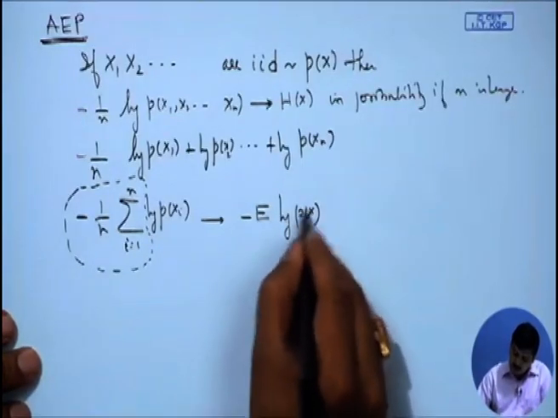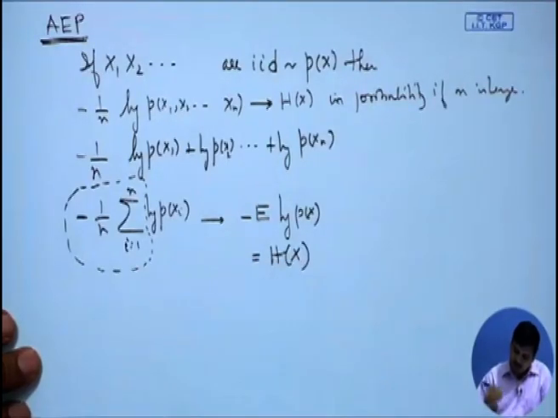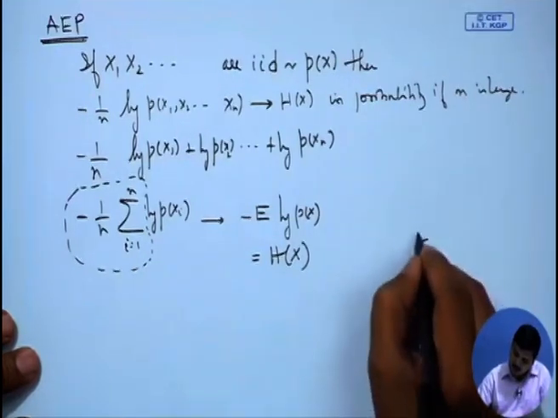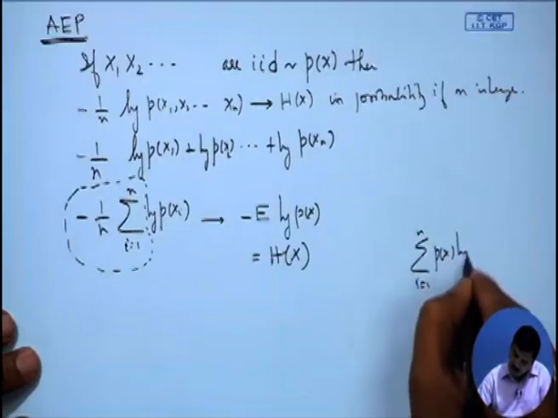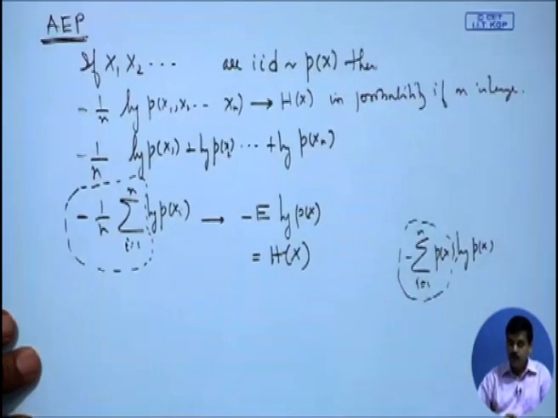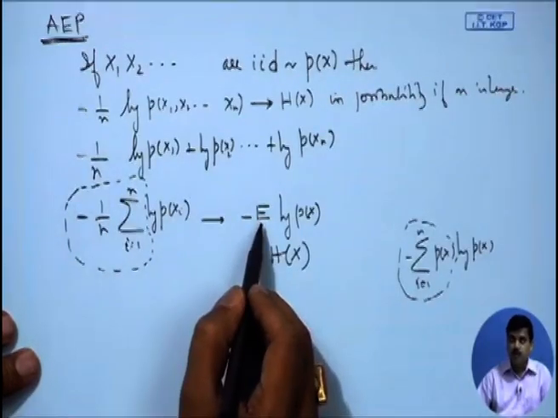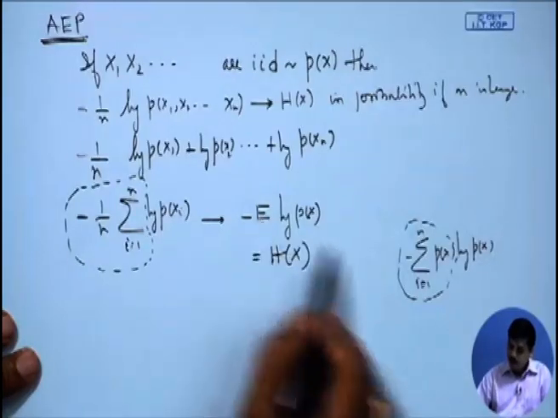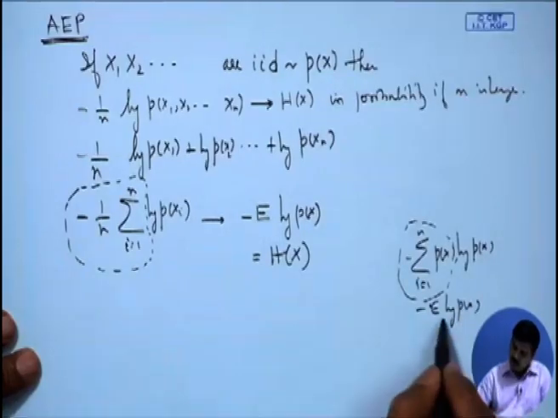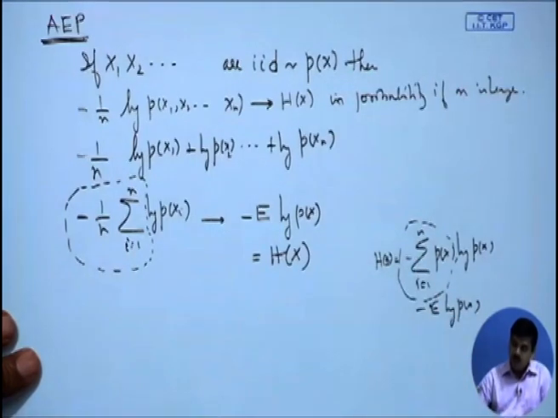So minus expectation of log p of x, if we remember, is H of x, because H of x was defined as the sum over i equals 1 to n of p(x) log p(x) with a minus sign. So this was leading to the expectation operation, but when n is very, very large, by the weak law of large numbers we could write this as minus expectation of log p of x. So this was defined as H of x.